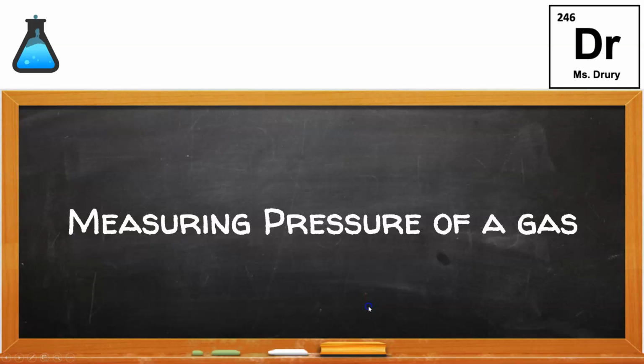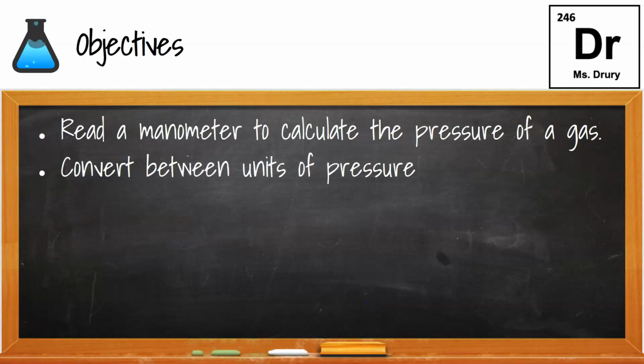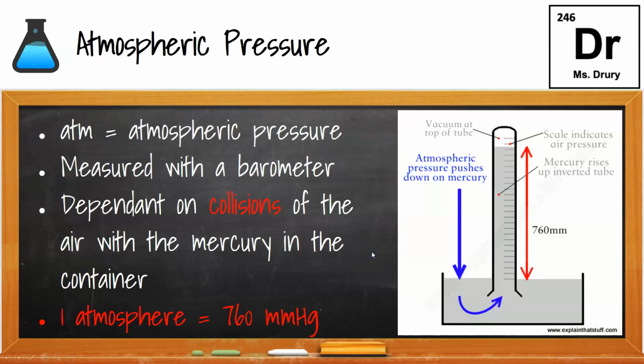In this video, we're talking about the pressures of a gas. You need to be able to read a manometer to calculate the pressure of a gas and convert between units of pressure. So atmospheric pressure is sometimes shortened to ATM, measured with a barometer.